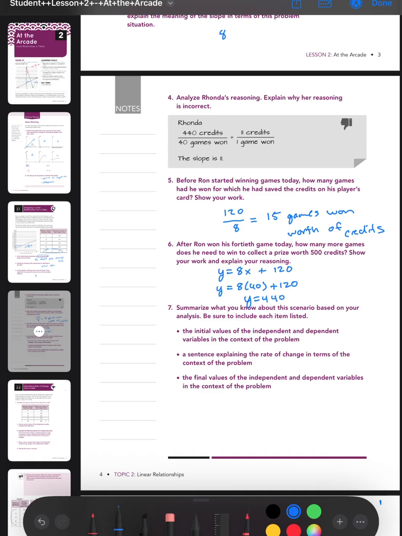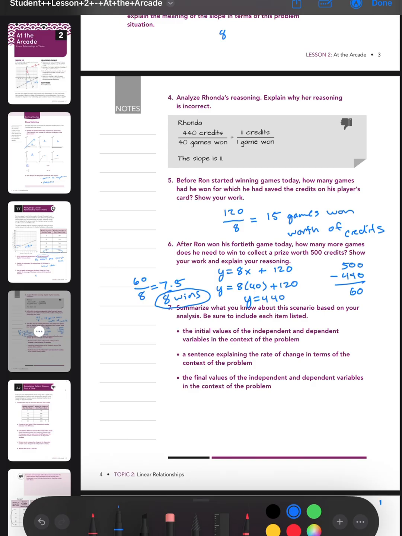Well, if he wants to win 500 worth of credits, 500 minus 440, he's got to earn 60 more credits. So again, we know we're earning 8 credits per win. So if we divide 60 by 8, we're going to get 7.5. Now, he obviously can't win half of a credit, or half of a game, I should say. So he's got to get 8 more wins to actually get to that total. We have to round up to 8.